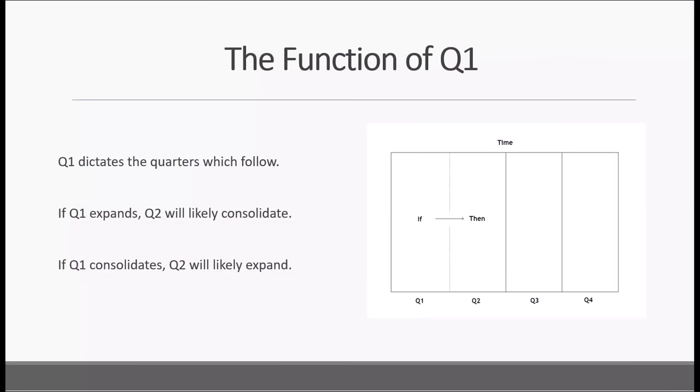Now that we understand that time is fractal, we can begin to look into the functions of some of the quarters. I believe that price is delivered by an algorithm, so there must be some initial input which is used to make decisions throughout each cycle. This is the function of Q1. Q1 dictates the quarters which follow, meaning I use Q1 as a barometer for forecasting market conditions in the subsequent quarters of each cycle I'm looking at.